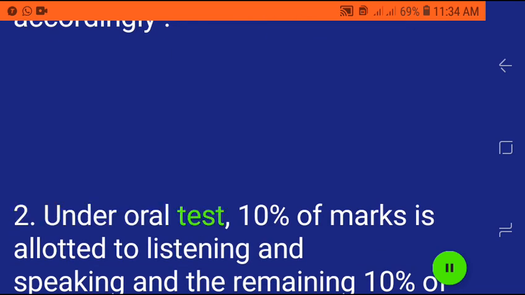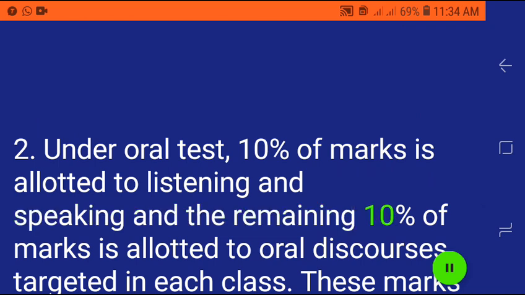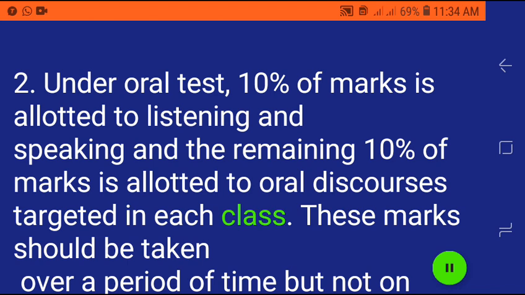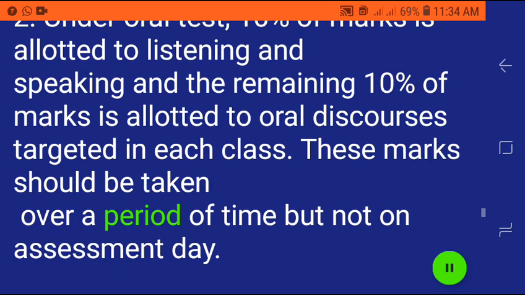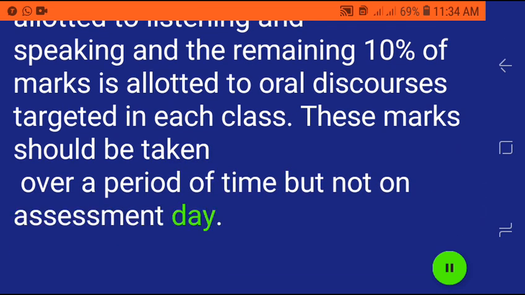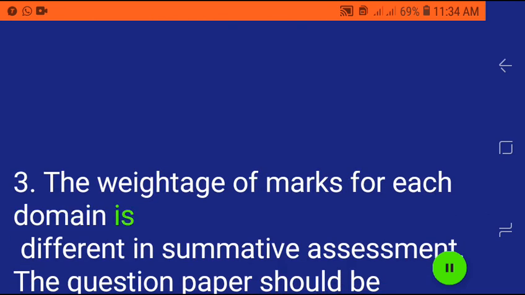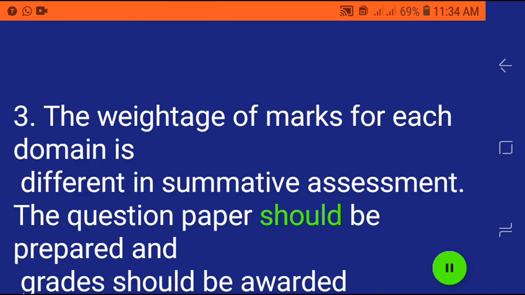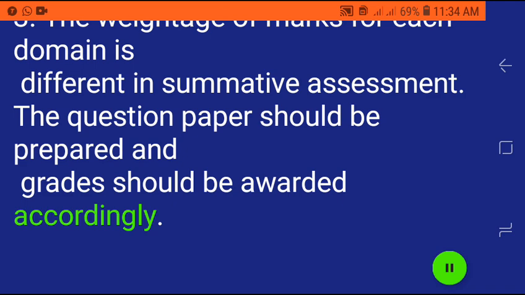2. Under oral test, 10% of marks is allotted to listening and speaking, and the remaining 10% of marks is allotted to oral discourses targeted in each class. These marks should be taken over a period of time but not on assessment day. 3. The weightage of marks for each domain is different in summative assessment. The question paper should be prepared and grades should be awarded accordingly.